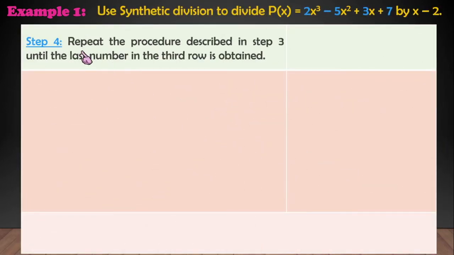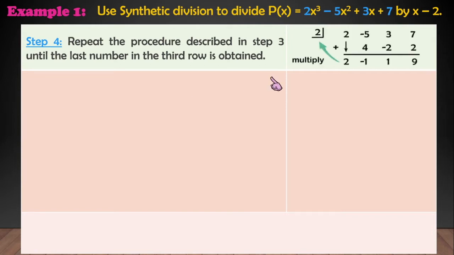Next step, repeat the procedure described in step 3 until the last number in the third row is obtained. So again, bring down the first term of the dividend, multiply that with 2 here. So 2 times 2, that will be 4. Add, we get negative 1. Negative 1 times 2, that will be negative 2. Add, this will be 1. 1 times 2 is 2. Add, we get 9.